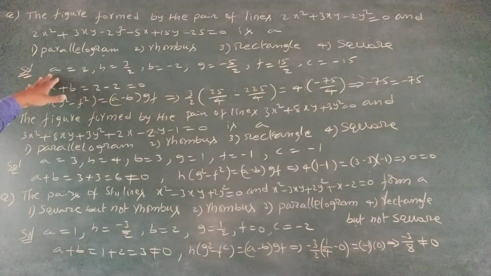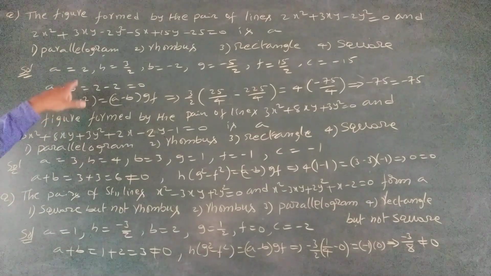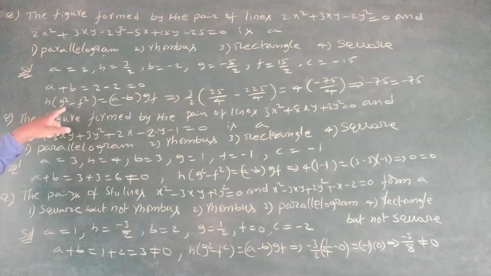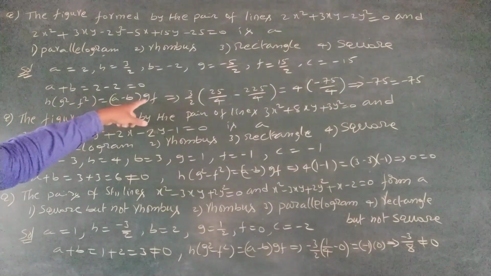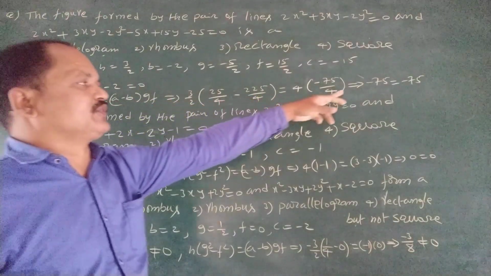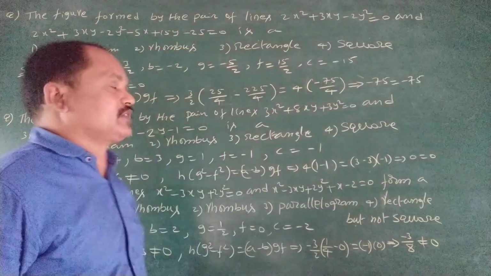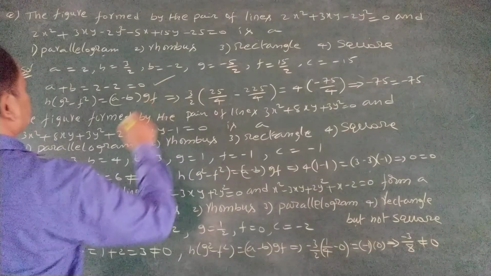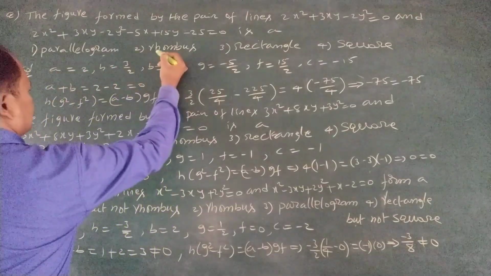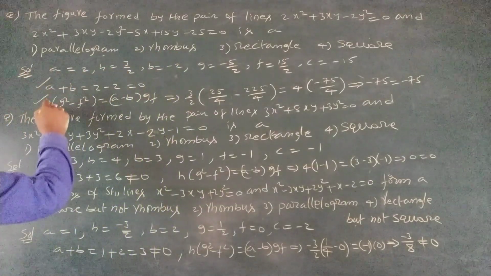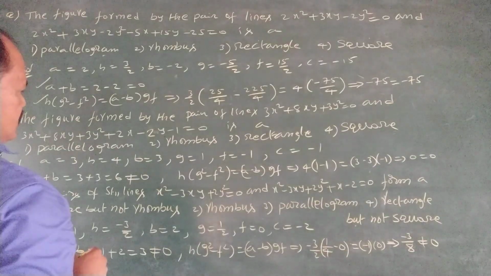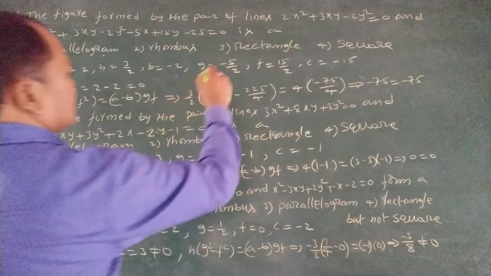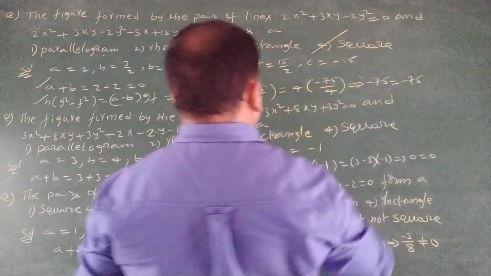Now according to the formula, comparing them, a plus b is 0 and h into g square minus f square is equal to a minus b into gf. After simplification we get minus 75 is equal to minus 75. That's why this question satisfies the condition a plus b is equal to 0, and h into g square minus f square is equal to a minus b into gf. Satisfying these two conditions, that's why it forms a square. That's why the fourth option is correct.